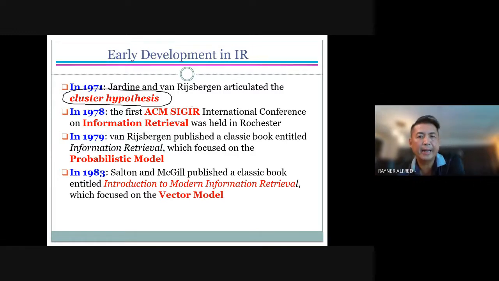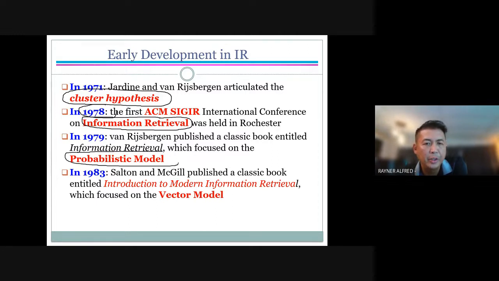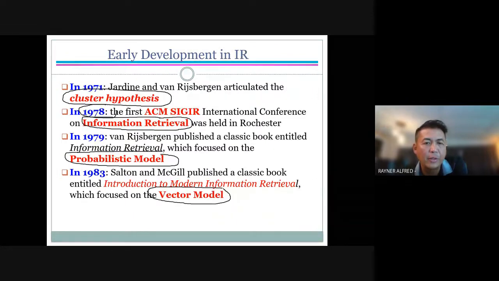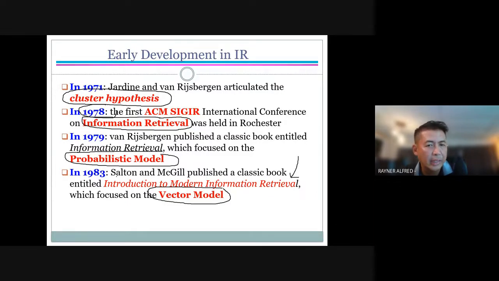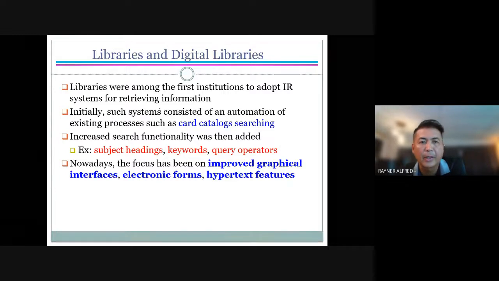And then the first SIGIR, the special interest group dealing with information retrieval, was organized in 1978-79. This book was published, and then in 83, Salton upgraded the previously proposed technique, which is TF-IDF, to become a vector model. And they have this book. So if you Google Salton and vector model, you will find a lot of examples dealing with the vector model on how we can use it to retrieve information. Okay.